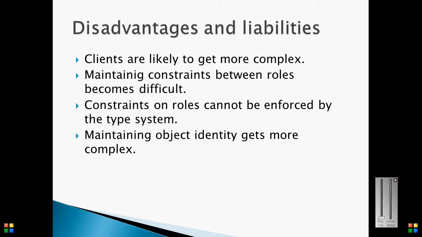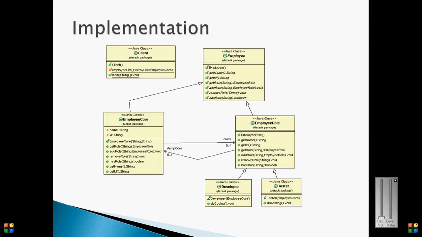Maintaining the constraints between roles becomes difficult, since the subject consists of several objects which are mutually dependent. Maintaining constraints and preserving the overall subject consistency might become difficult. Let's have a look at the implementation section.